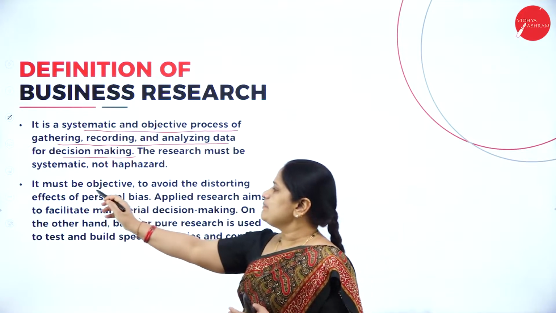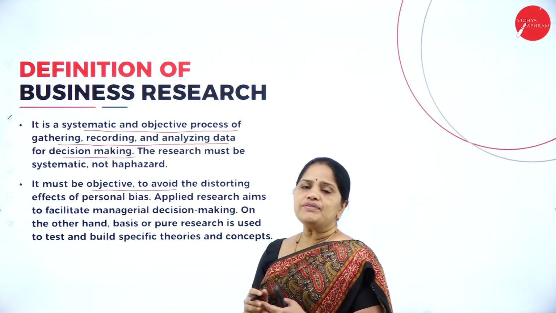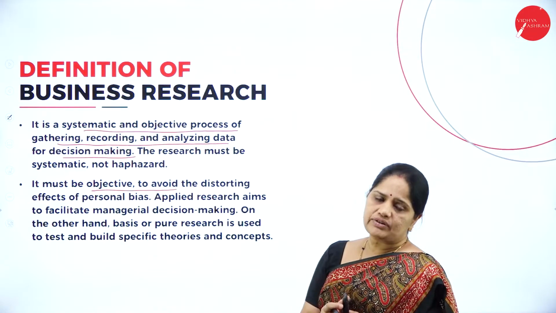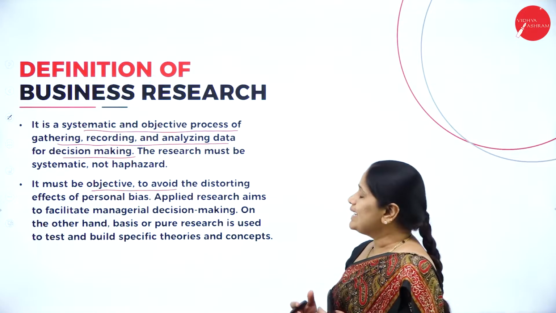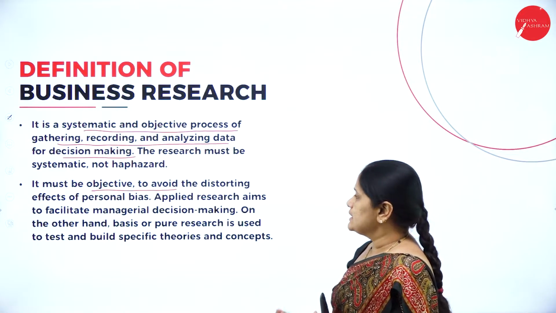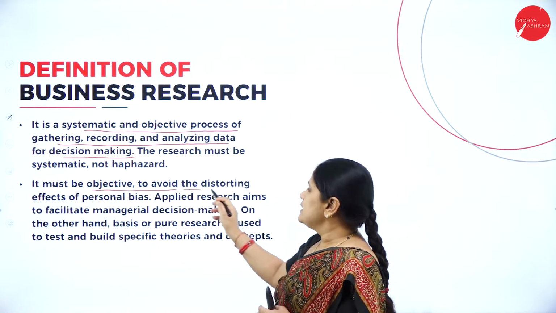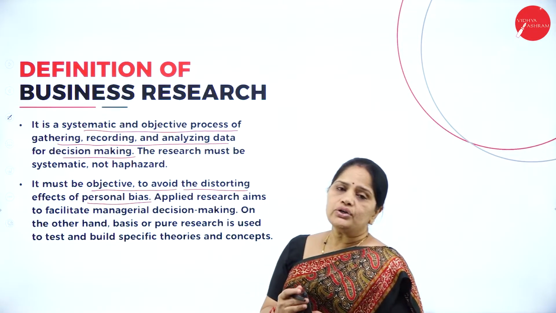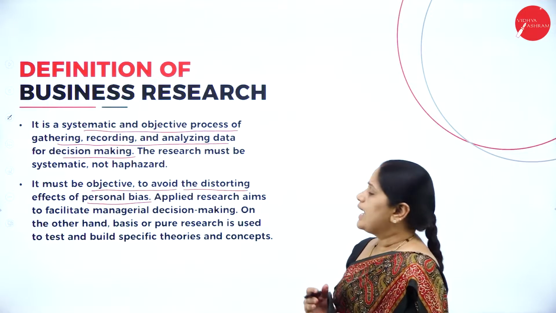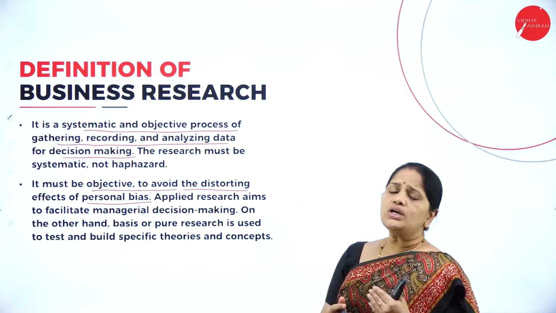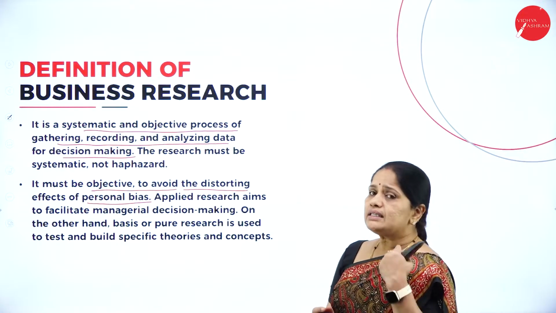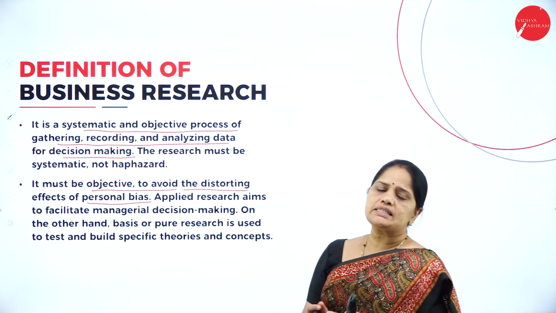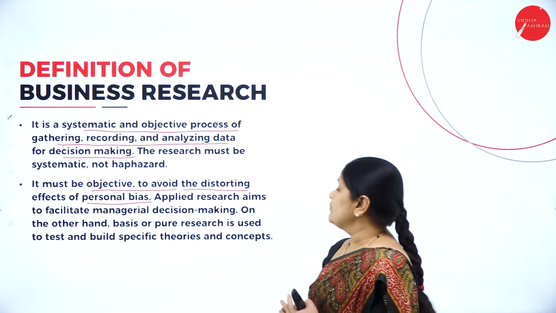Then it must be objective. Now, what do we mean by objective? You should know exactly what the objective of the research is. Only then can you say that the research is a success, to avoid distorting the effects of personal bias. If you don't know the objective, the research may be biased. So in order to avoid this personal bias, you should know actually what the objective of research is.